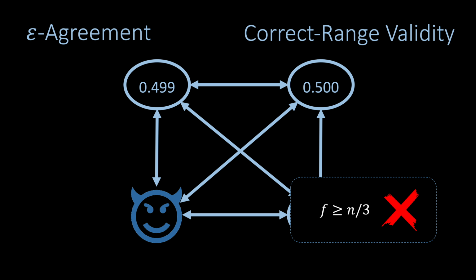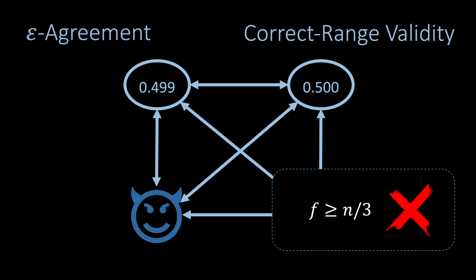We know that, unless f is lower than 1/3 of n, approximate agreement cannot be solved. Our goal is then to achieve approximate agreement in an asynchronous network, as long as the number of Byzantine nodes f is lower than 1/3 of n.